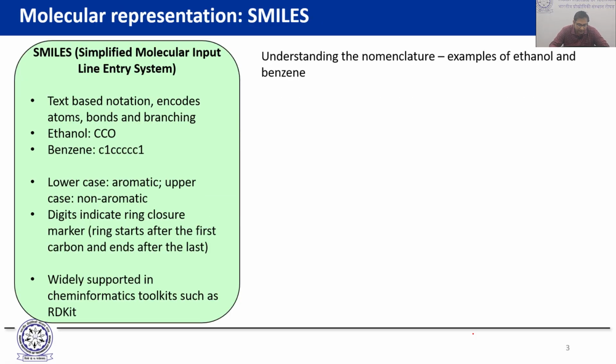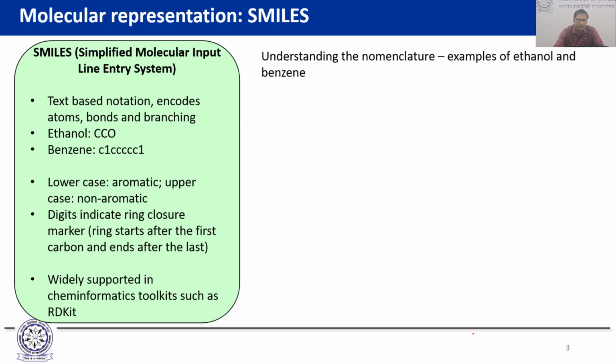We will start with the SMILES scheme. So SMILES is an acronym. It stands for Simplified Molecular Input Line Entry System. And this is basically a text-based notation, and this encodes the positions of atoms, which types of atoms are there, bonds, branching, and so on. So for example, if you were to use a SMILES scheme, ethanol would be written as CCO, and benzene would be written as c1ccccc1, that is, 5 c's one after another, and then 1. So we will actually look into how this nomenclature is coming about with these examples of ethanol and benzene.